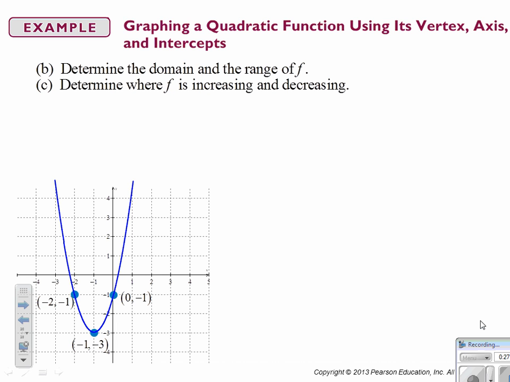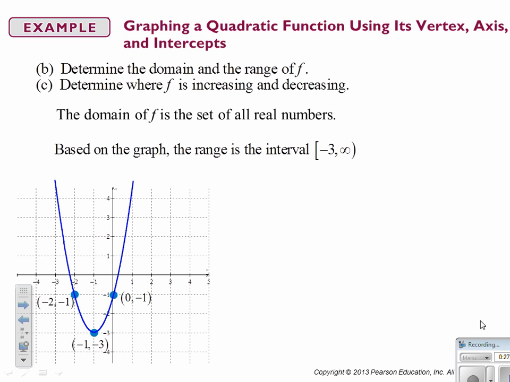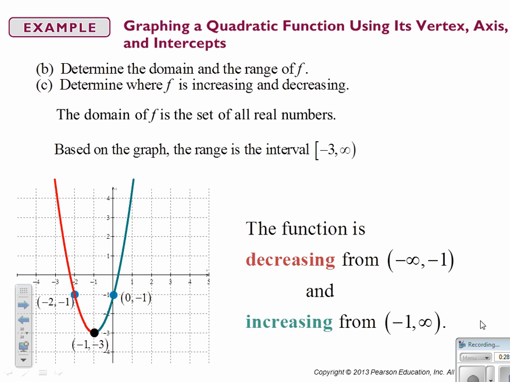The domain of a quadratic is all real numbers. And then this one has a range. Well, it's got a minimum. The smallest it can go is negative 3, and it's just going to go on and on to infinity forever. So the range is negative 3, included, comma, infinity. It is decreasing from negative infinity to negative 1, then increasing from negative 1 to infinity.